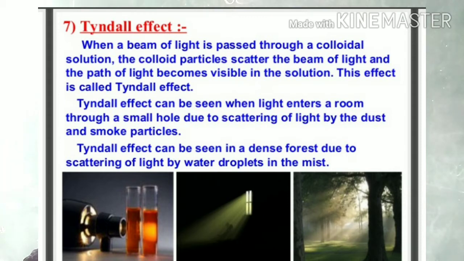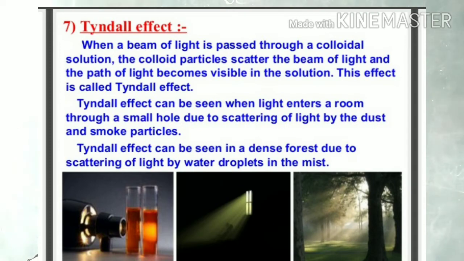Tyndall effect can be seen when light enters a room through a small hole due to scattering of light by the dust and smoke particles. Tyndall effect can also be seen in a dense forest due to scattering of light by water droplets in the mist. So these are the examples of Tyndall effect.